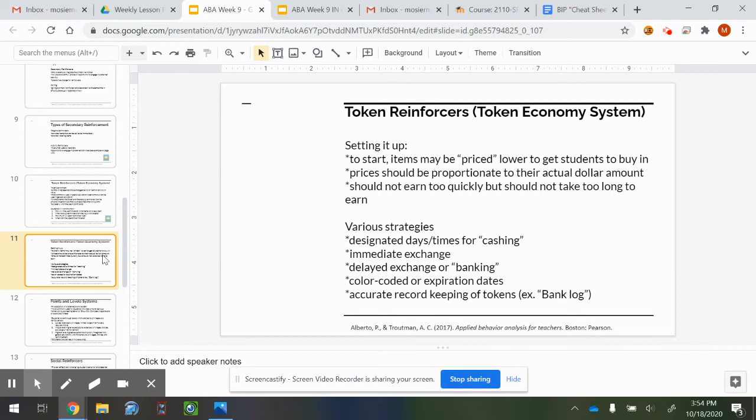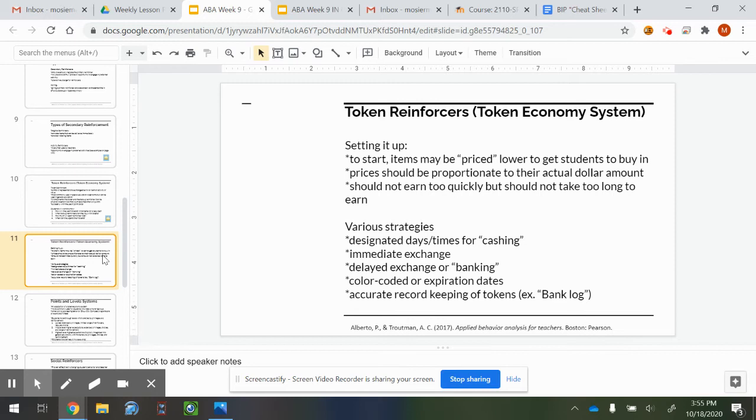So to start up, the items may be priced lower to get students to buy in, or tokens may be given more frequently. In order to get students to buy into the idea of a token economy system, we want to make sure that to start out with that they're earning those tokens and able to buy those backup reinforcers more frequently.